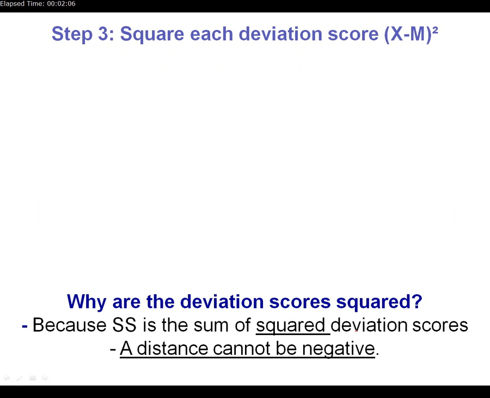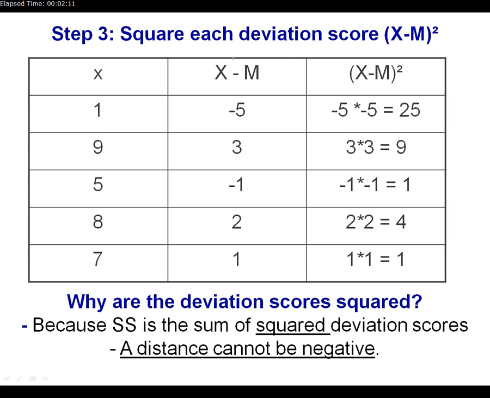Pretty easy so far, right? Step 3, we're going to square each deviation score. Okay, so we're going to take that score and we're going to square it. See that little exponent up there? We're going to square it. So we take minus 5, and minus 5 times minus 5, what happens when we multiply two negative numbers? We get a positive number, and as a matter of fact, squaring removes the sign, so these are all going to be positive.